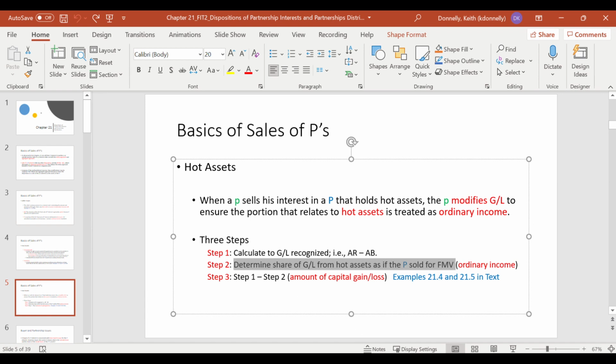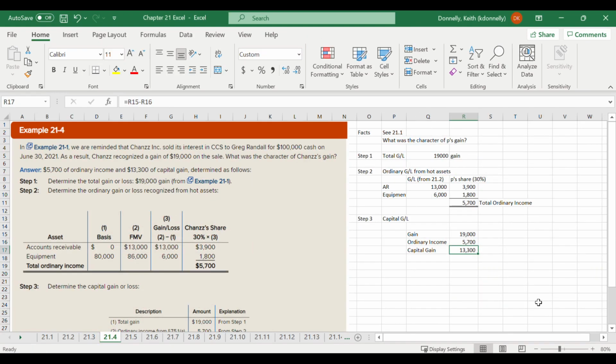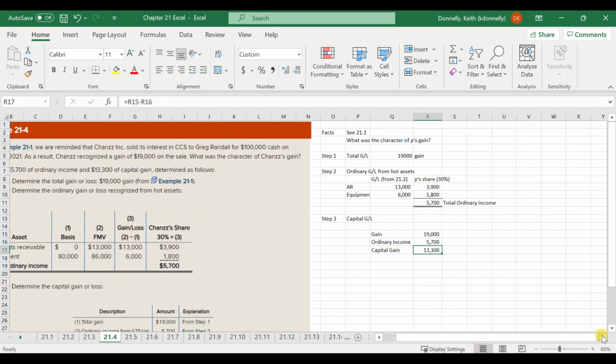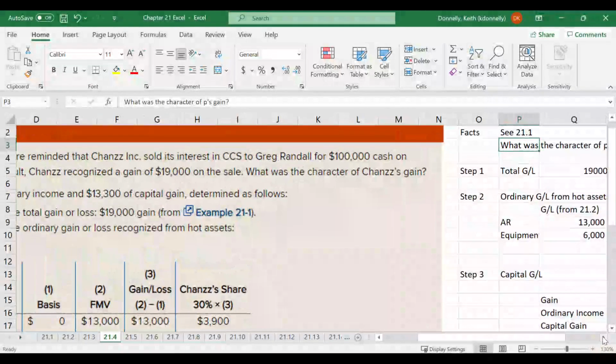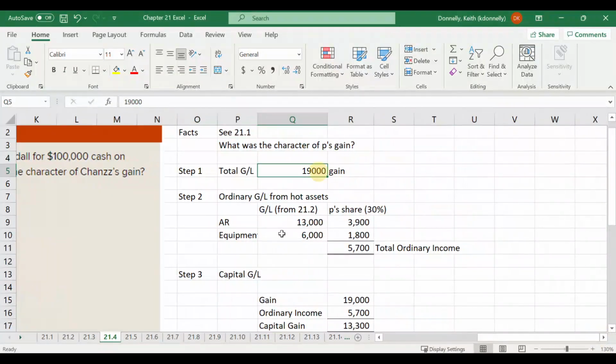So let's look here at 21.4 and 21.5. Okay, so we have here a partner who sold their share of interest in a partnership, and it looks like when we did the calculation of amount realized minus adjusted basis, there was a $19,000 gain.